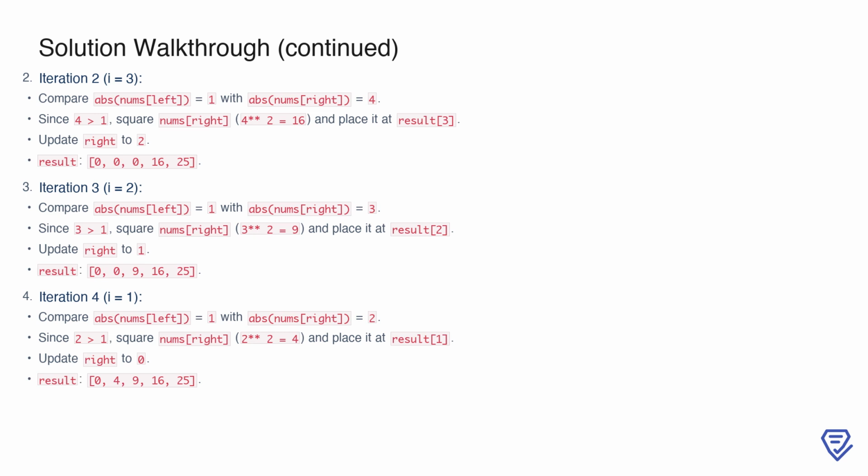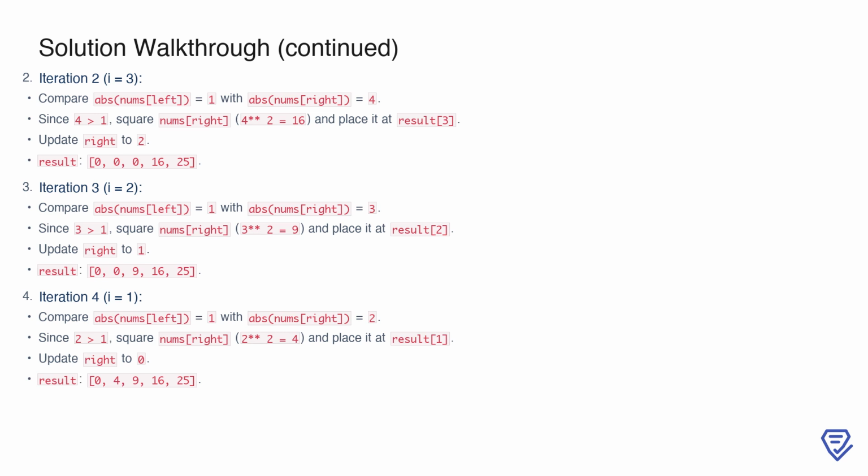In the fourth iteration, we compare abs(1) and abs(2). Since abs(2) is larger, we square 2 to get 4 and place it in the next position in the result array. The right pointer moves inward, pointing to the same position as the left pointer. The result array now looks like 0, 4, 9, 16, 25.